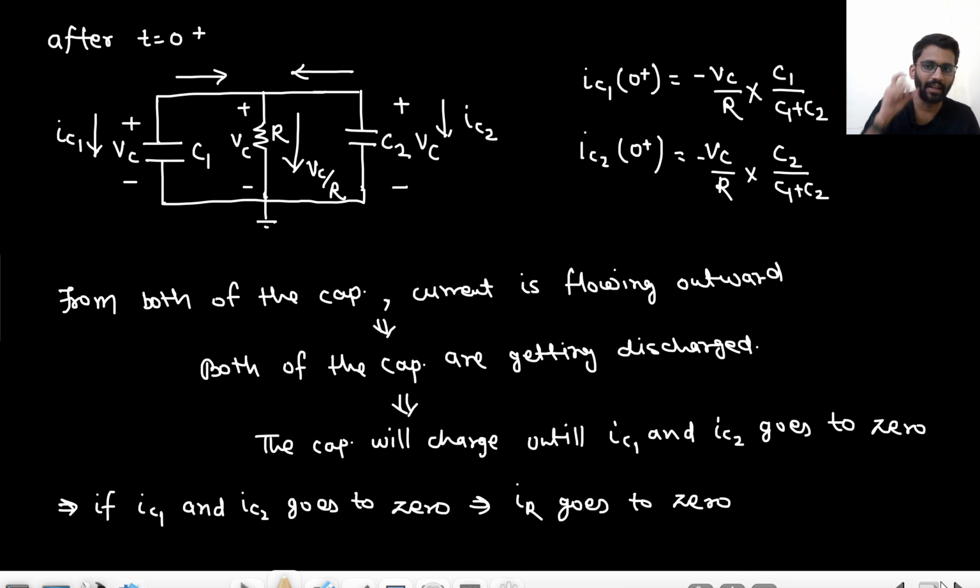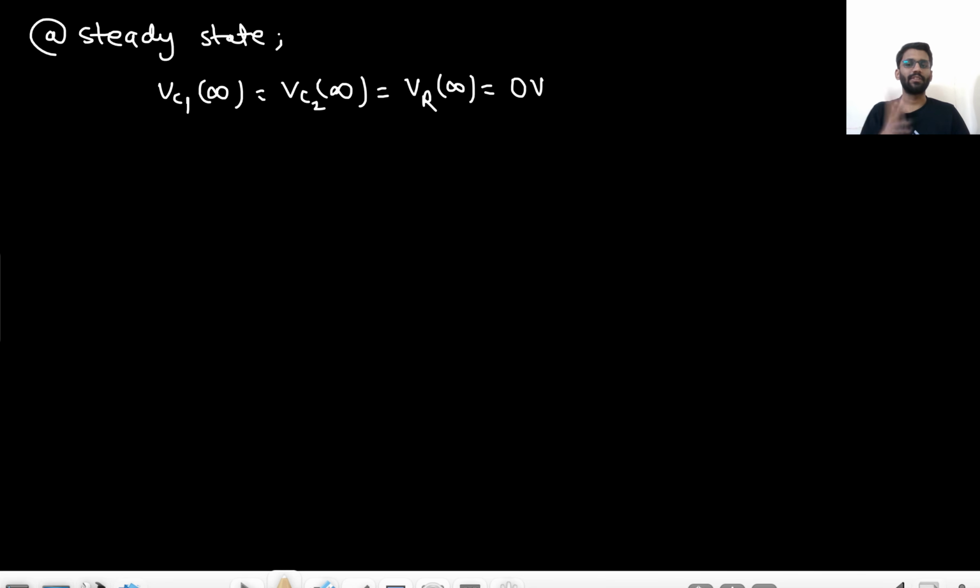Till when will they discharge? Until the current through both of the capacitors is 0. If the current is 0, that means the current in the resistor is also 0. If the current in the resistor is also 0, that means the voltage across the capacitance is also 0. So this is what is happening in the circuit. Are you able to understand? Are you able to follow? Very, very interesting analysis it is, right?